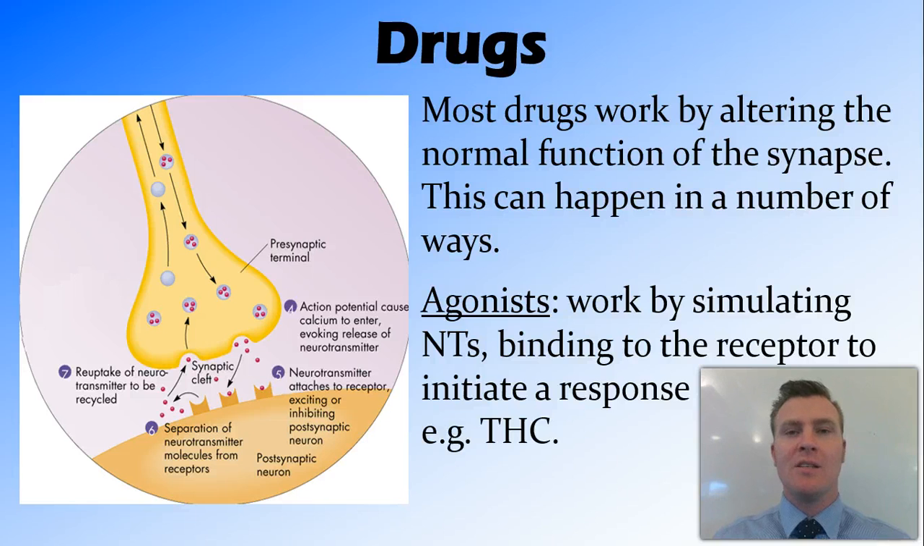Now, most drugs affect these neurotransmitters and how they work within the synapse. There are a few different types of drugs that work in different ways to elicit a response. The first type of drug we're going to talk about is an agonist. These simulate neurotransmitters. Once they get into the body, the blood and the synapse, they bind to the receptors and then initiate the response that the neurotransmitter was going to produce. For example, tetrahydrocannabinol is an example of an agonist that binds to those receptors to elicit a response.